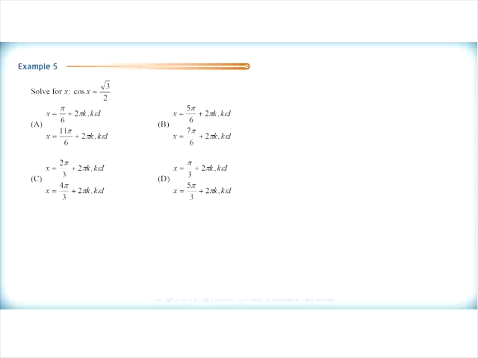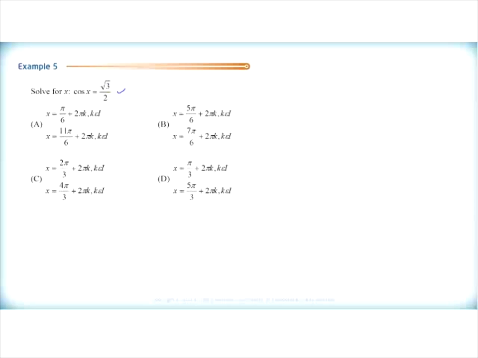One more example. Now this example deals with general solutions. It's simply saying solve for cosine x equals root 3 over 2. So we're looking for the general solution for where cosine x equals root 3 over 2. The general solution means all possible solutions. That's what it means. All possible answers for cosine x equals root 3 over 2. There's no restricted domain here.